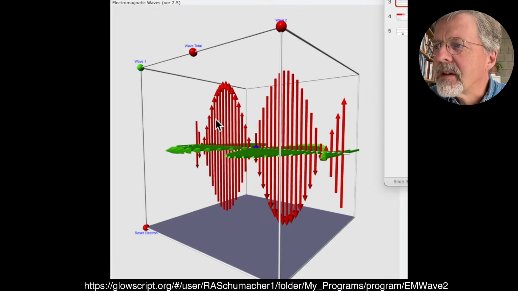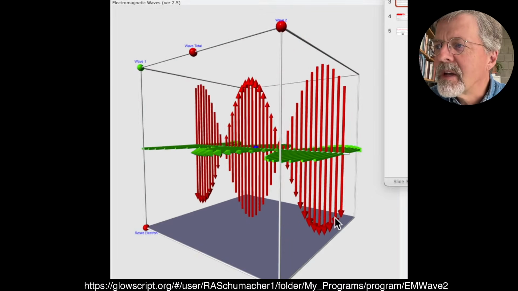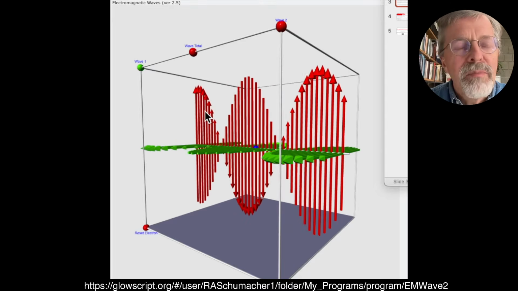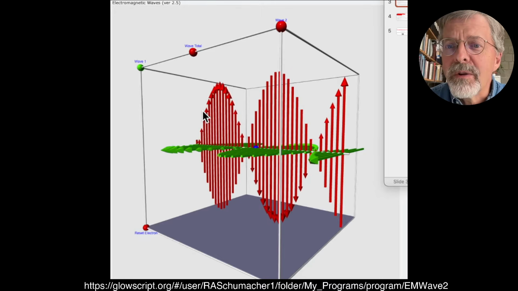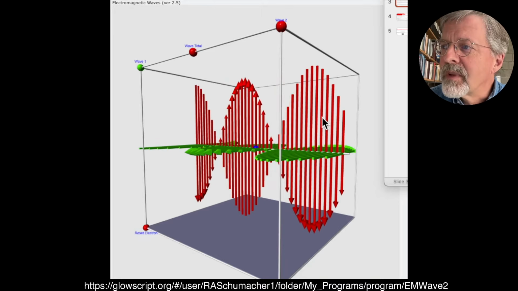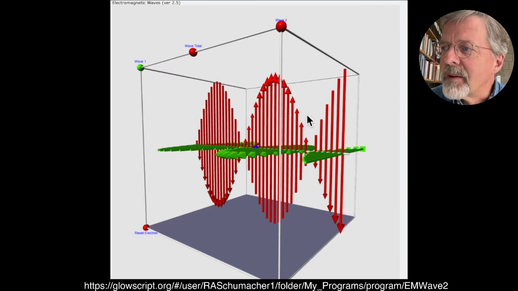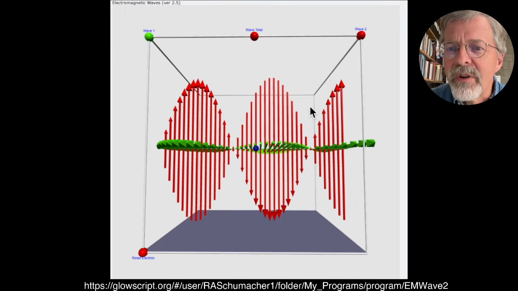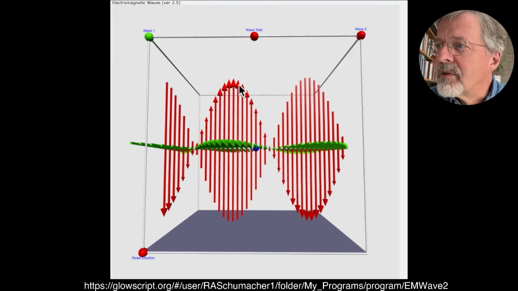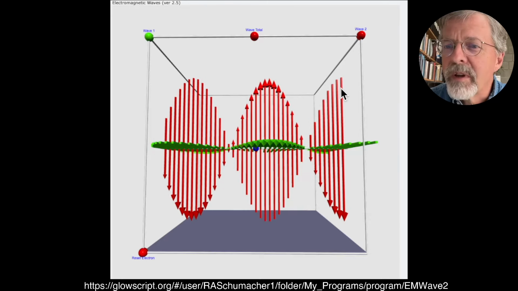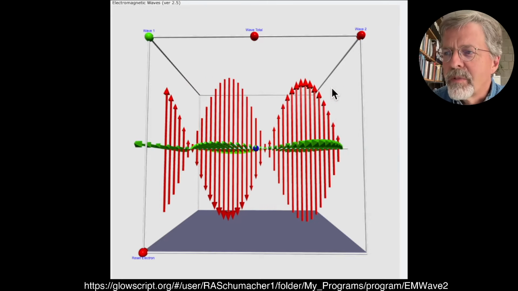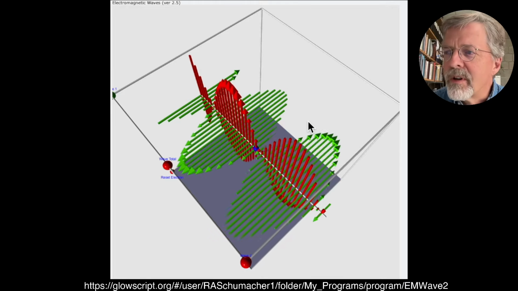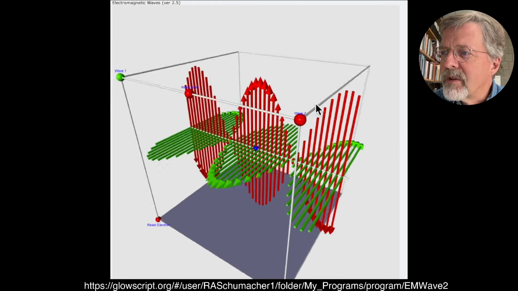This is our representation of initially a plane polarized electromagnetic wave. Please imagine that the red arrows here are the electric field vector of a wave that's propagating from left to right in this picture, and the green arrows are the corresponding magnetic field.